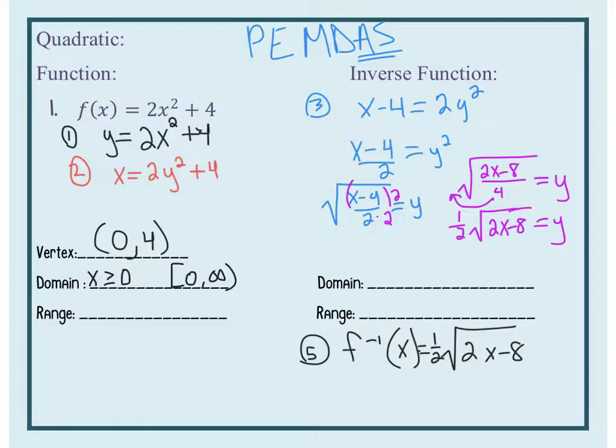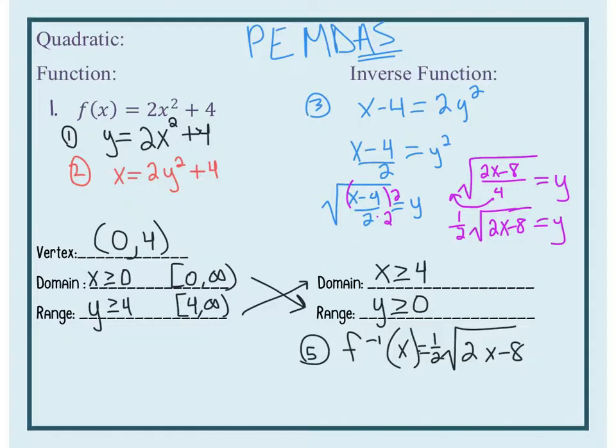My range is starting at my k value. So my range is starting at 4. Y is greater than or equal to 4. If you like interval notation, it's going up, so it's 4 to infinity. Now guys, we have already found our domain and range of our inverse. So our domain is x is greater than or equal to 4, and range is y is greater than or equal to 0.